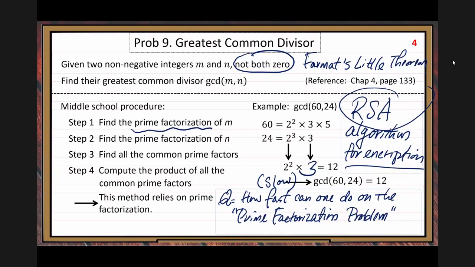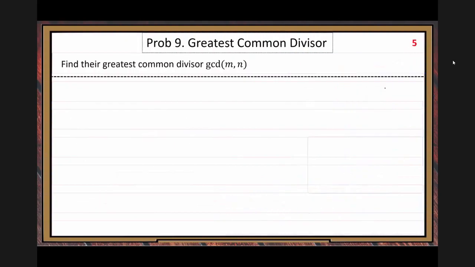All right, let us move to our method number two. This time, we want to find a different method that does not rely on prime factorization. We know prime factorization is too slow. So we get around it. We try to use very simple, fast operations to help us find the GCD. We don't have to use prime factorization. Other operations, very fast, we can use.